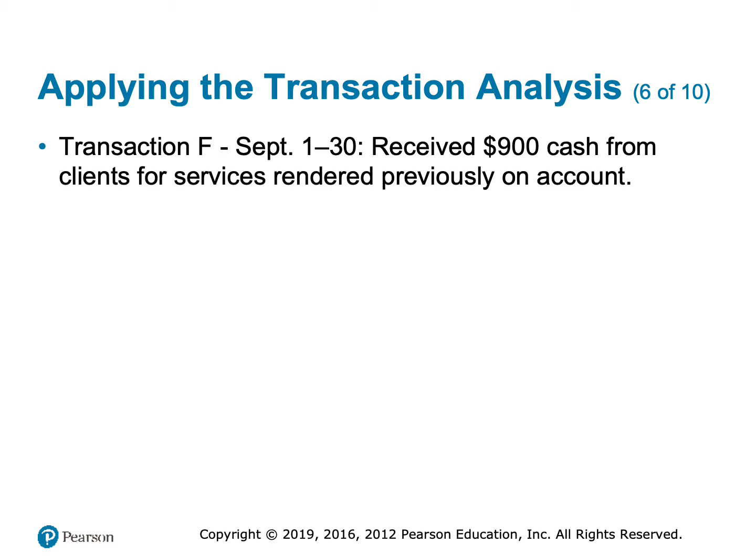Now here we're told we received $900 cash from the clients for services that we previously rendered on account. So back in that previous transaction, remember, we debited accounts receivable for $3,000. I'm going to draw that T account kind of over here. You've already got it drawn in your notes. They promised to pay us that $3,000. Now the customer has sent us a check for $900 of the $3,000 that they owe us.